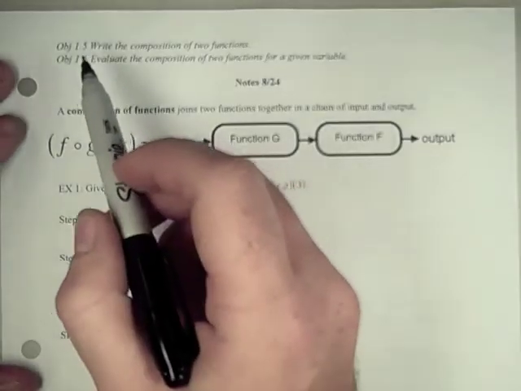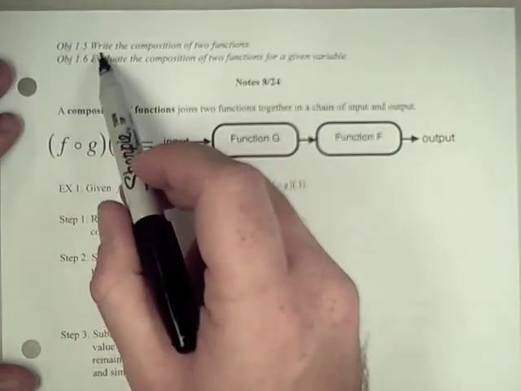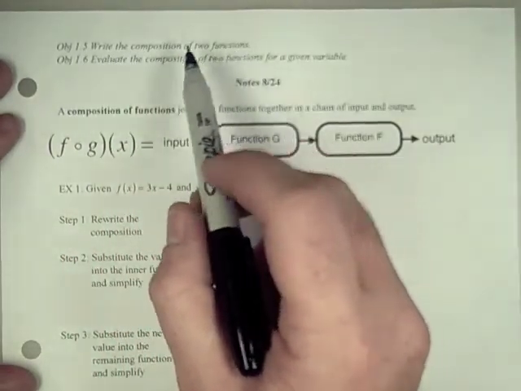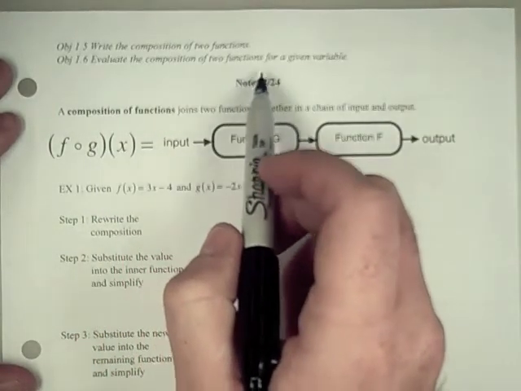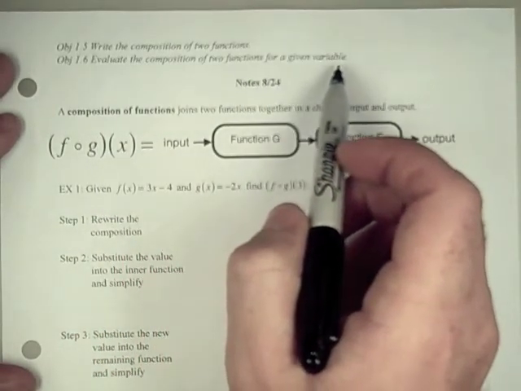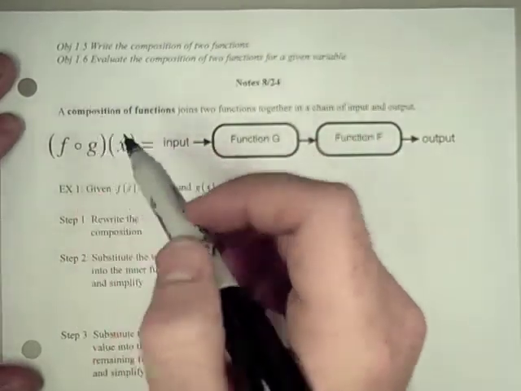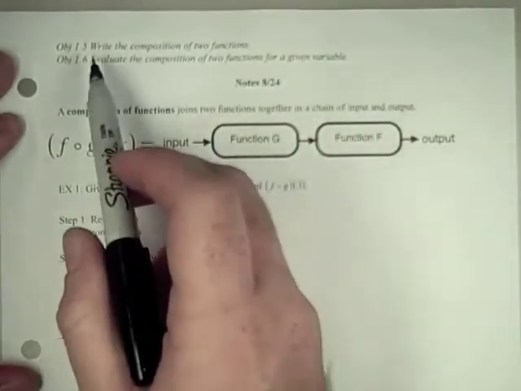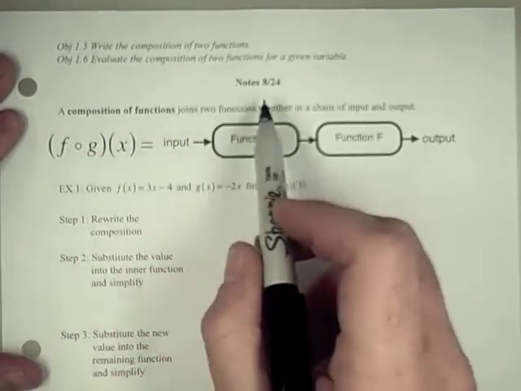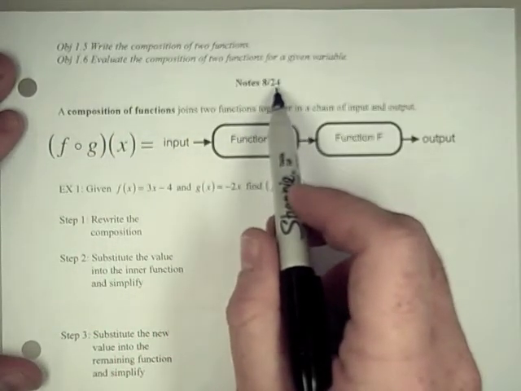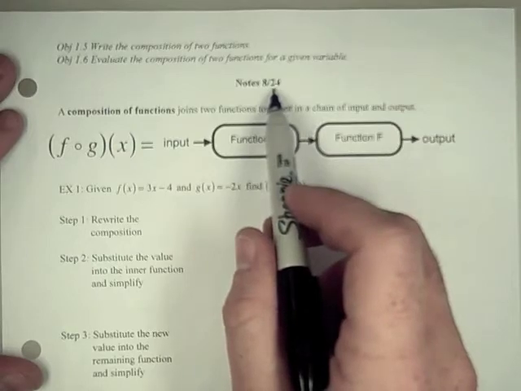So these are notes for objectives 1.5, write the composition of two functions, and 1.6, evaluate the composition of two functions for a given variable. We're actually going to start with 1.6 here on the first page, and on the back go on to 1.5. This is notes for 8.24 and 8.25 or 26.